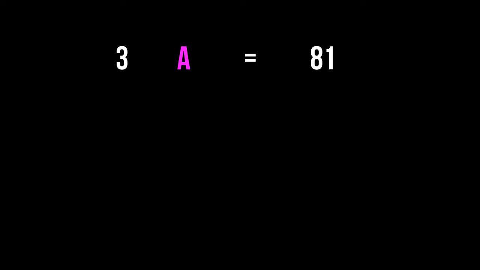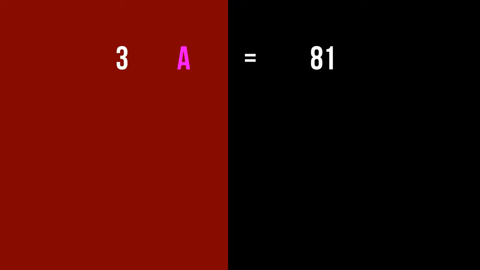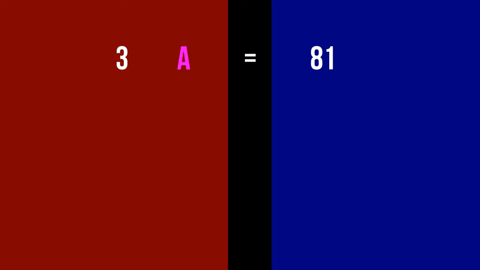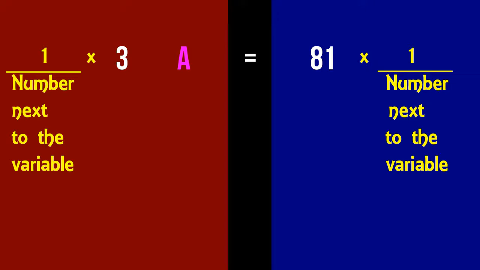Like in the problem 3a equals 81, we can't figure out what a equals right away. Therefore, we'll have to do a calculation. There are 3 parts to this equation. The first part is the part before the equals sign. The next one is the part after the equals sign. And the last one is the part with the equals sign. We don't mix any of these parts up when we're calculating our problem.